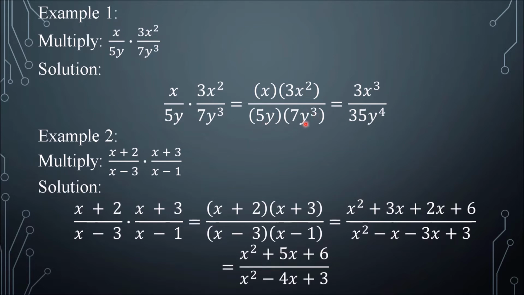Next, we have y times y cubed. So there's 1 there, so that's y raised to 4. And then 5 times 7, 35. So this will be the product.